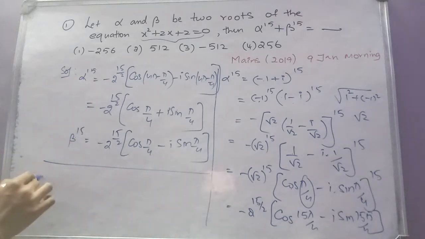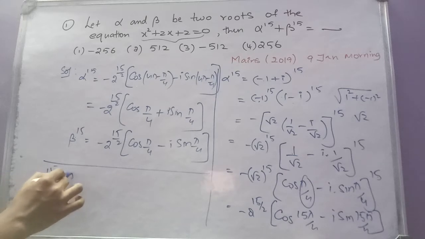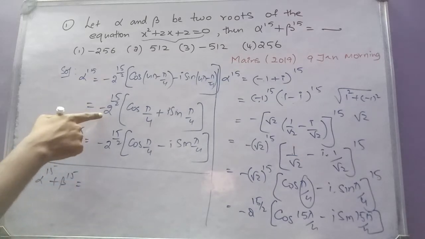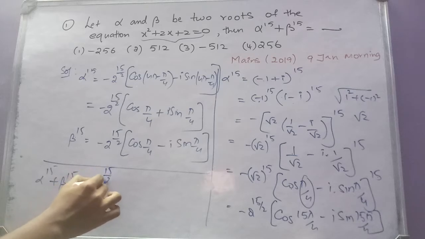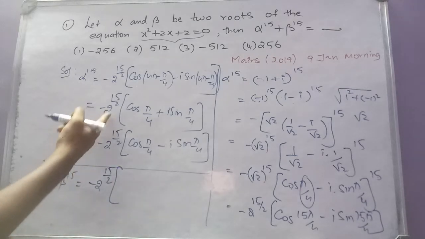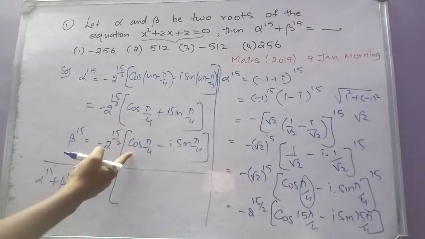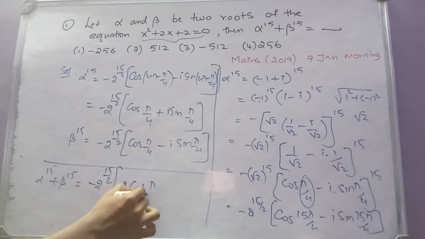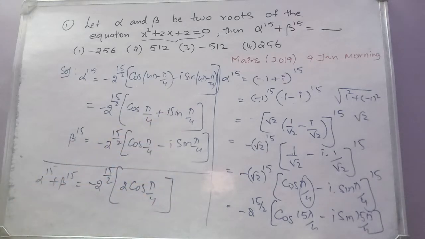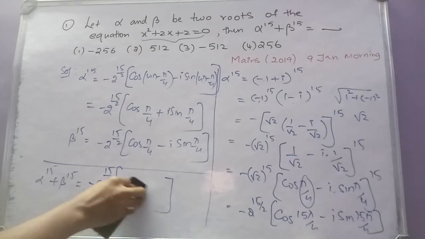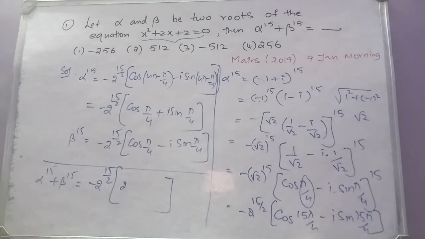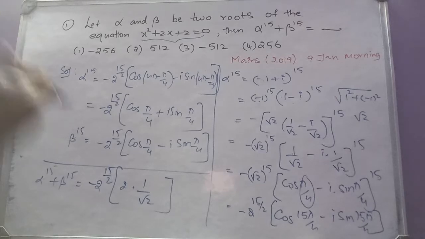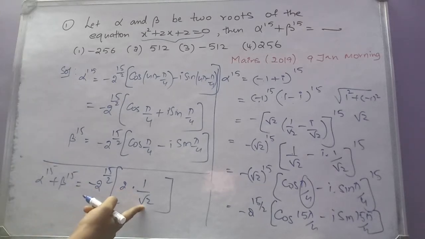So when you add alpha power 15 plus beta power 15, here and here I can take minus 2 power 15 by 2 common. And when I have taken these things common, cos pi by 4 plus cos pi by 4 is 2 cos pi by 4, and the i terms will get cancelled. So cos pi by 4 value is 1 by root 2. So 2 into 1 by root 2, so 2 by root 2 is nothing but root 2, right?